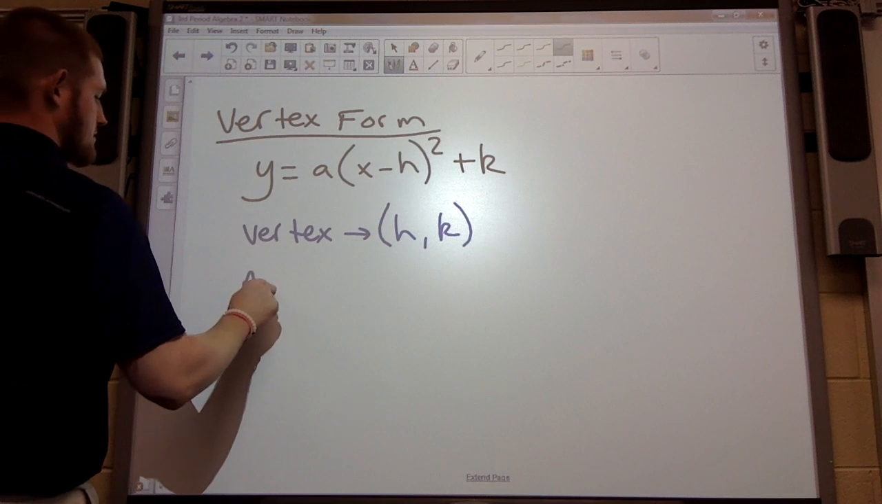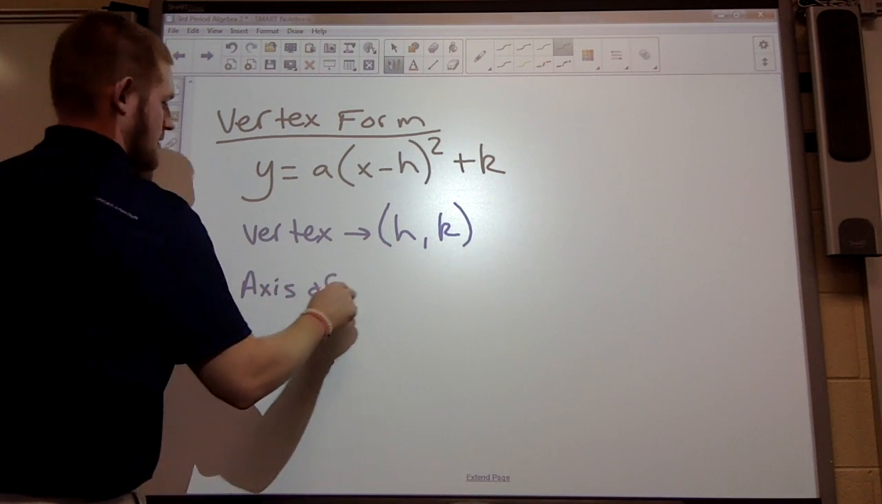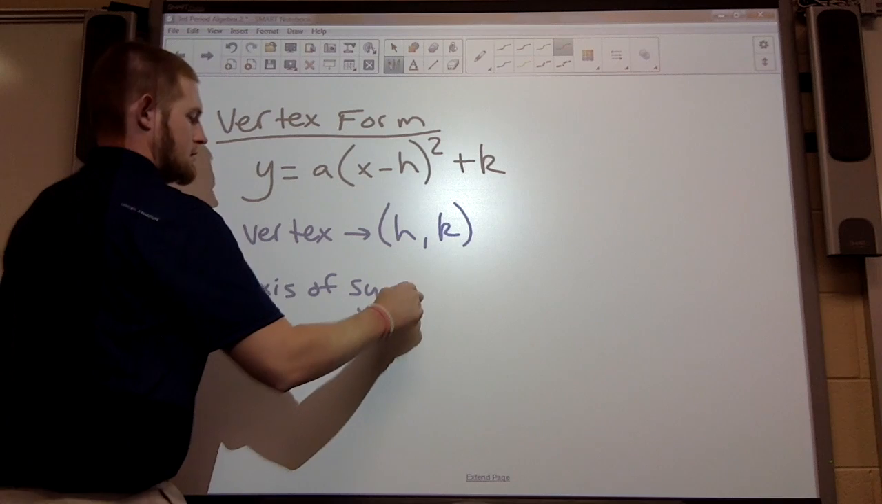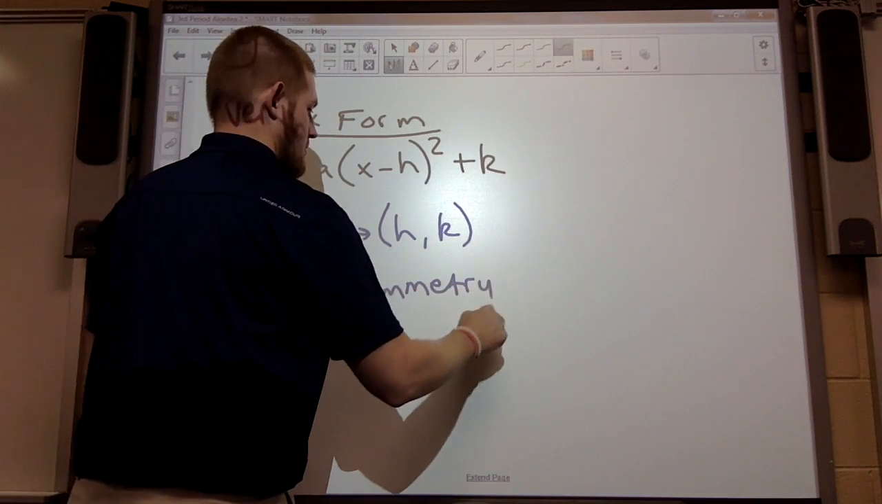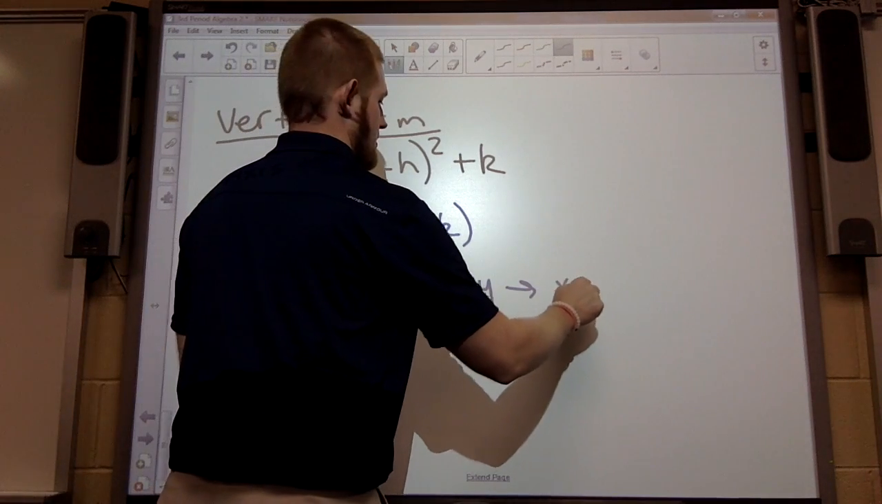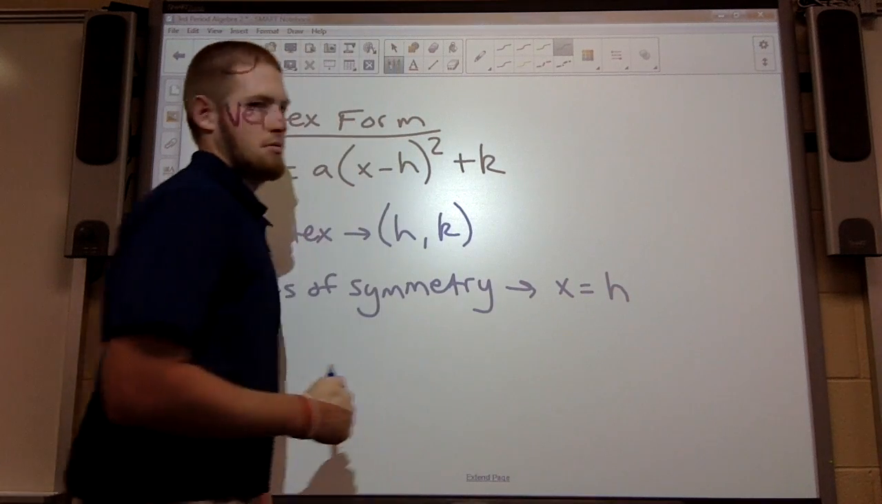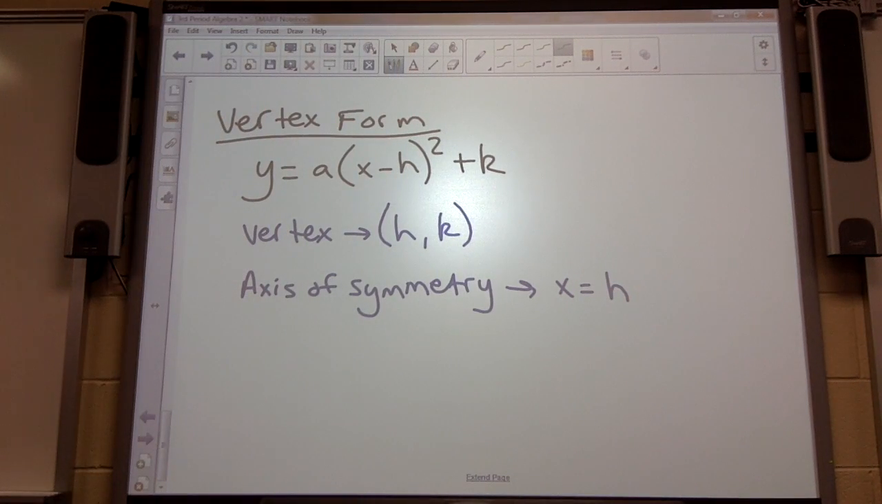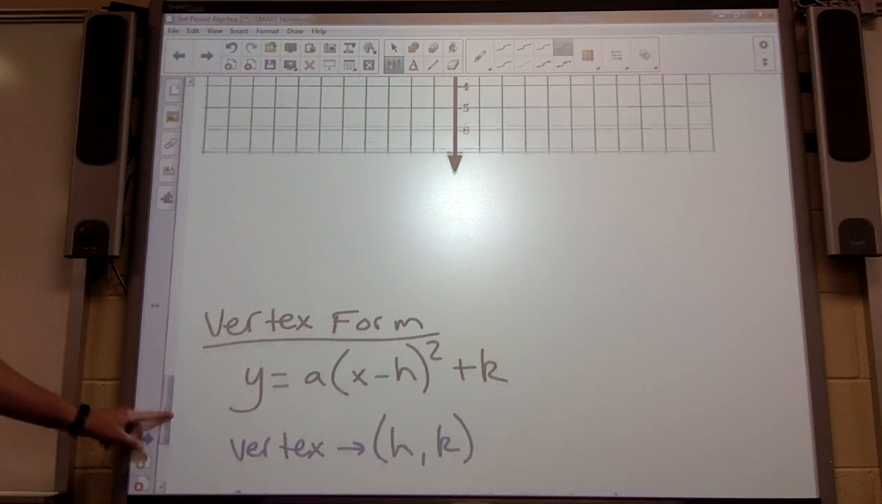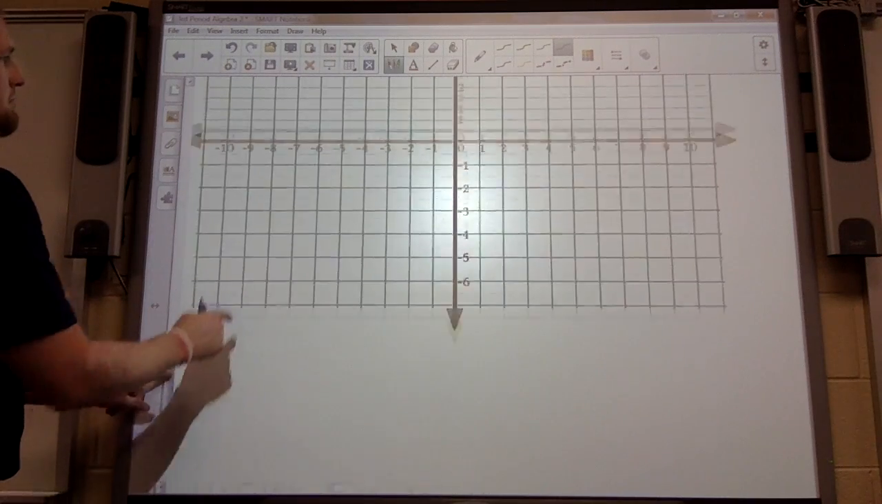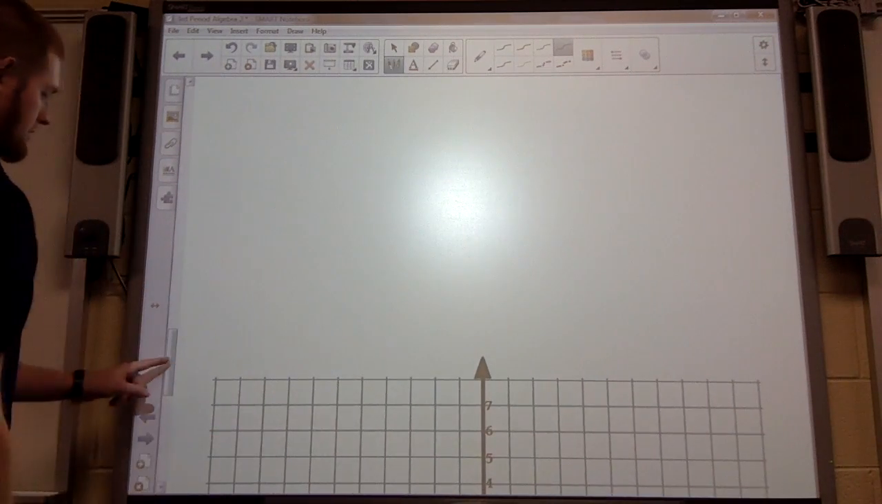Okay, our axis of symmetry is at x equals h. Double check that, make sure I said that right. Yes. Axis of symmetry is at x equals h. Okay. I'm going to take this graph and I'm going to move it down here.